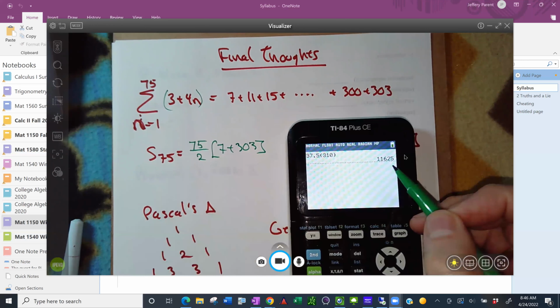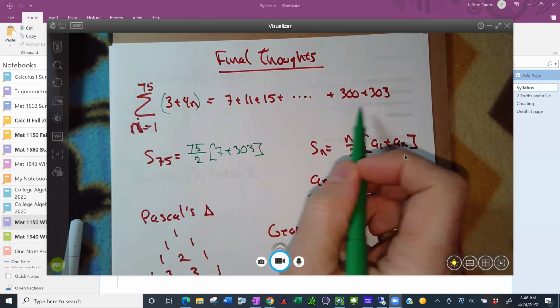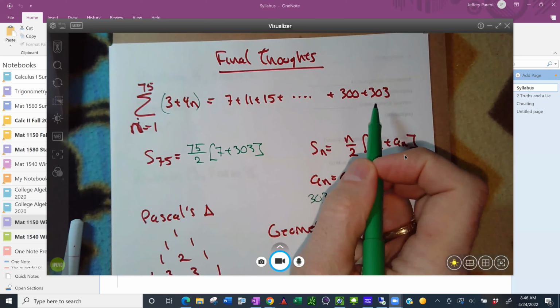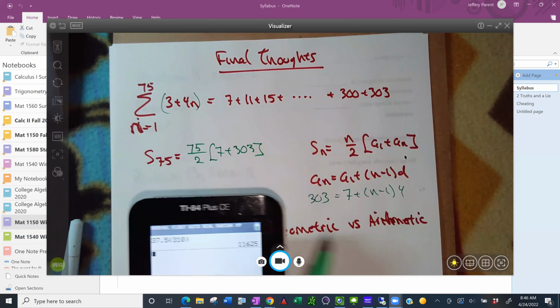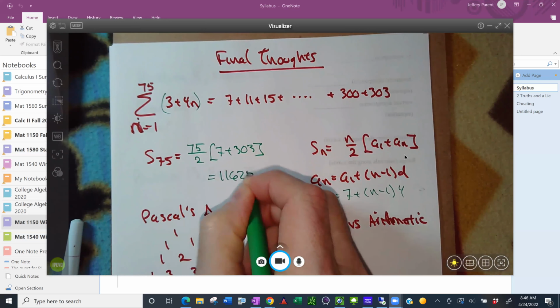One thing to notice is that we got a nice even number. You should get an even number. None of these numbers has decimals. If you've got a number with a decimal, there's something wrong. So, 11,625.